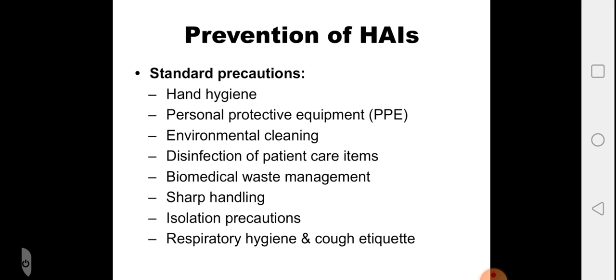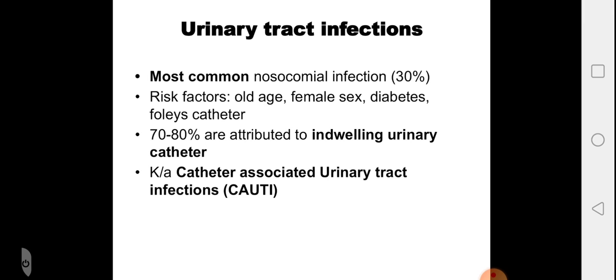We've already learnt about the standard precautions. Let us move on. Let us look into the first healthcare associated infection, that is urinary tract infection, which is the most common nosocomial infection, which accounts for 30 to 40% of all these infections. And the risk factors we've already studied. We'll only concentrate on those which we have not studied at that place.